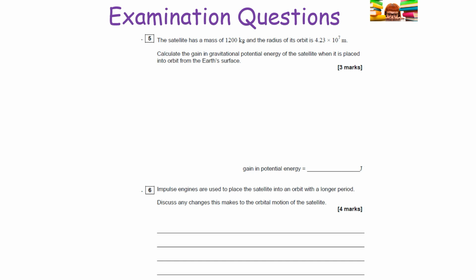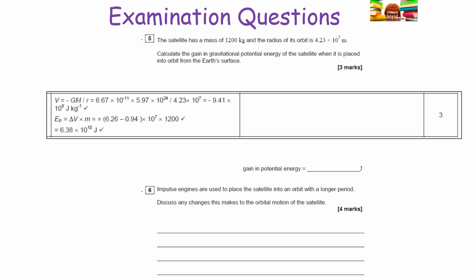So instead, what we've got to do is remember what our definition of gravitational potential is. Gravitational potential is the work done per unit mass in moving an object from one place in the field to another place in the field. So what you would do is work out your potential difference, then multiply it by the mass of the object, and that will give you your overall change in gravitational potential energy.